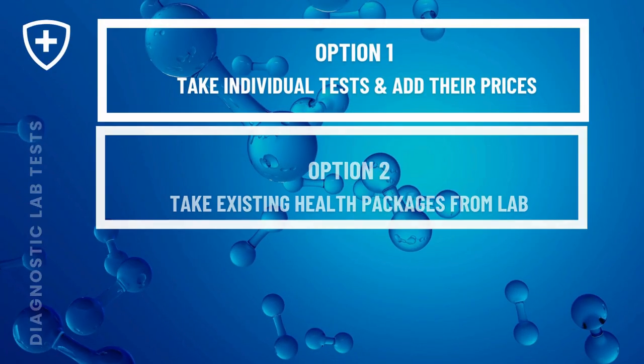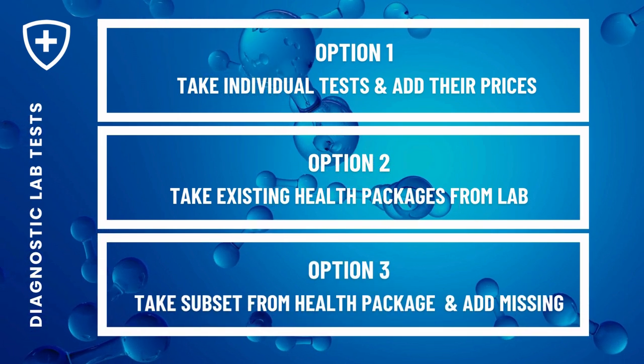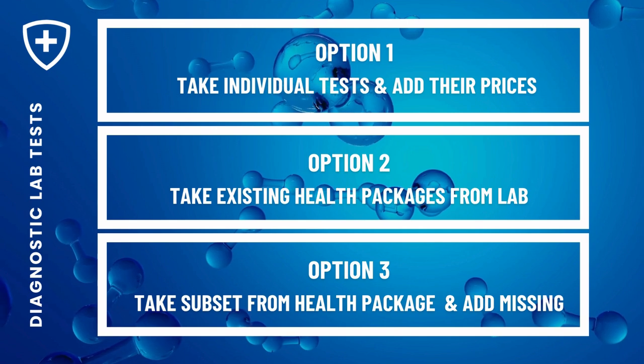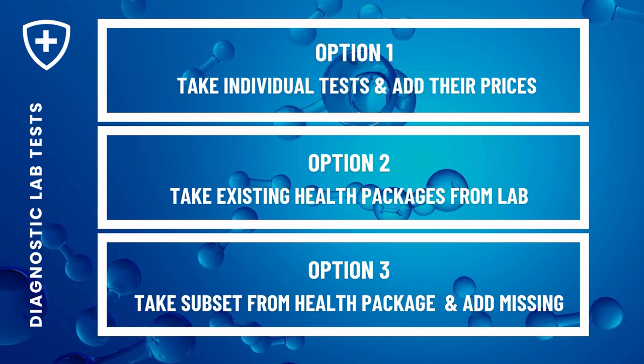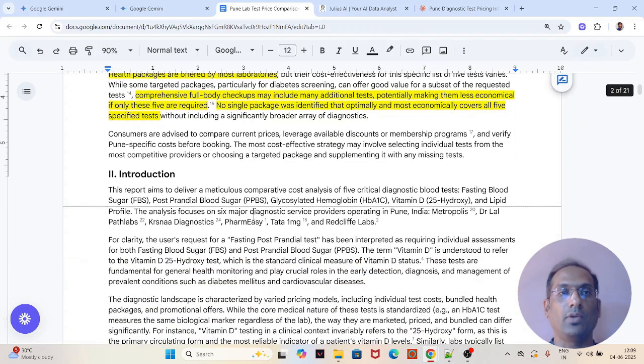Or third, where the comprehensive package itself is offered by labs along with several coupon codes and other discounts, loyalty programs, VIP programs, and then Google DeepResearch has taken into account all these options to come up with the most economical package for the consumer. So this is what it is telling us. No single package was identified that optimally and most economically covers all the 5 tests, okay.